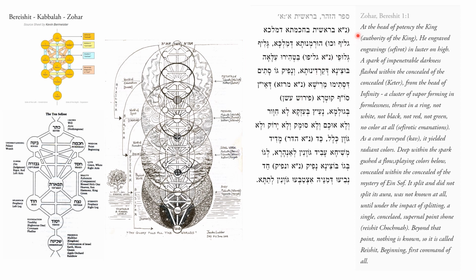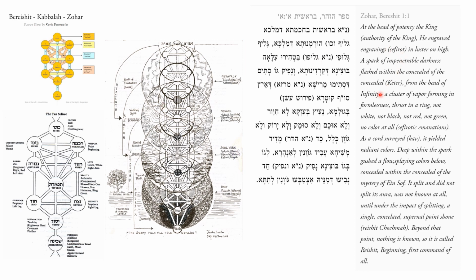So starting with the Zohar, we're going to read through here. At the head of potency, the king, authority of the king, he engraved engravings, sefirot. These are these individual vessels here, or the individual vessels as they chain down into the physical world. In luster on high, a spark of impenetrable darkness flashed within the concealed of the concealed. This being Keter. You can see Keter here is the crown, the highest vessel, the highest of the chain.